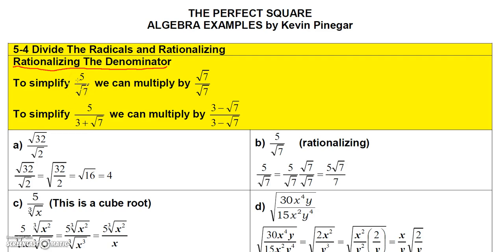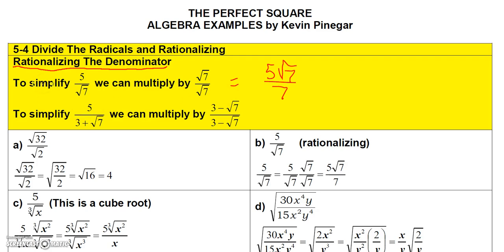So when we want to eliminate the radical here, in 5 over square root of 7, we can just multiply by the radical, square root of 7 over square root of 7. That way it will eliminate the radical, because if we multiply the bottom, square root of 7 times square root of 7, we just get 7 in the denominator, and then the top will just be 5 times square root of 7. Okay, so that's what we would do there.